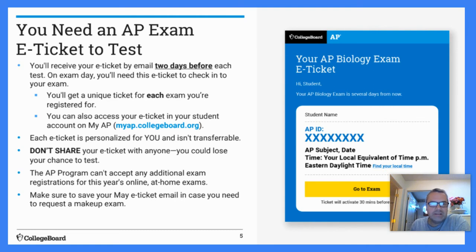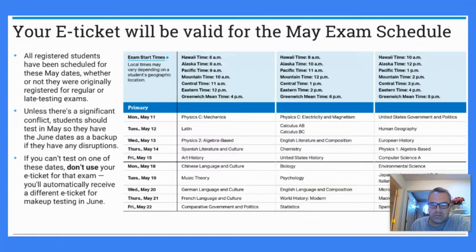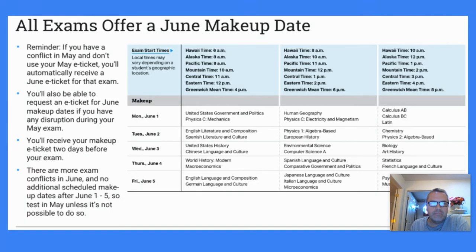A couple of slides back here. Remember, don't share it. It's personalized to you. Make sure to save your e-ticket email in case you need to make up the exam. If you have some scheduling issues, whatever it might be, that you can't make the May exam, there's a June makeup time. So if you have a conflict in May, there's a June exam date.